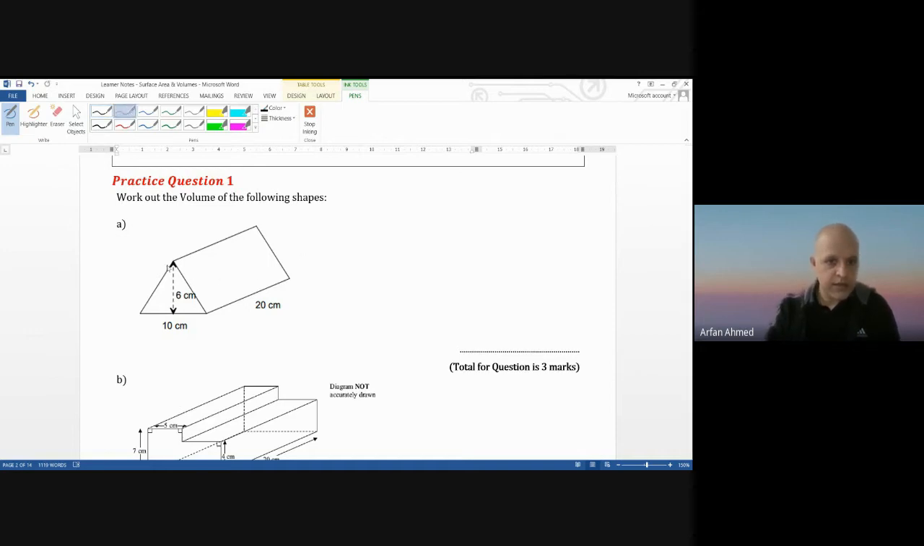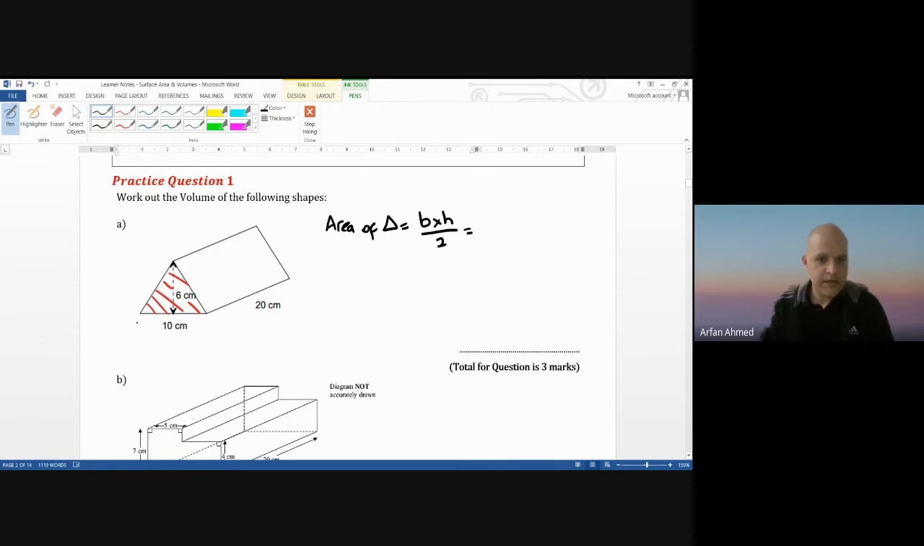So in this case, my cross-section is this shape here. In fact, let me just, don't want to hide that because I need that. So this shaded bit here, which is in the shape of a triangle. So I need to work out the area of this triangle first. We know that the area of a triangle is half base times height, or base times height divided by 2. Let's do it that way. What's my base? What's my height?